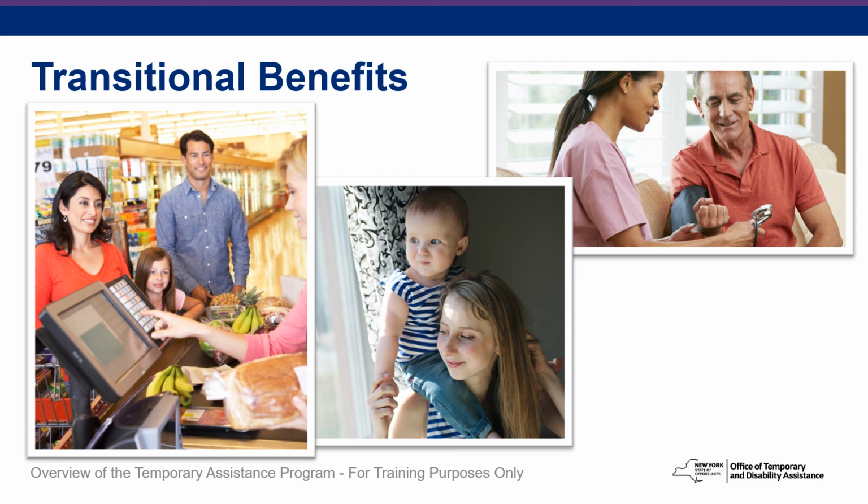When a recipient earns enough through employment that they no longer qualify for TA, their case will be closed and they will no longer receive cash assistance. Upon closing, a separate determination will be made by the district to determine the household's continued ongoing eligibility for other assistance programs, such as SNAP and Medicaid. If the household is not eligible for these other programs, they may receive transitional benefits.